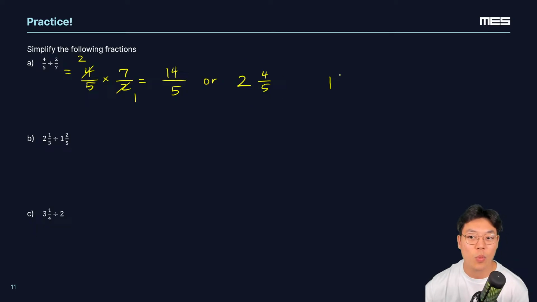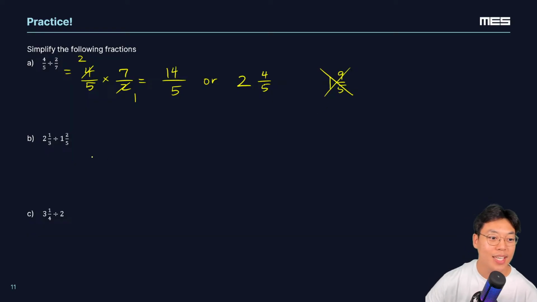If we wrote this as 1 and 9/5, this would not be a proper way of writing this mixed number, because a mixed number is defined by a whole number with a fraction where the numerator is smaller than the denominator. All right, now for letter B. We have some mixed numbers this time. Haven't worked with those yet, so we want to rewrite them as improper fractions first.